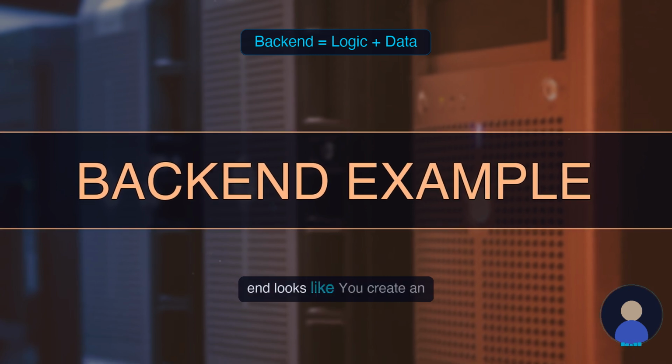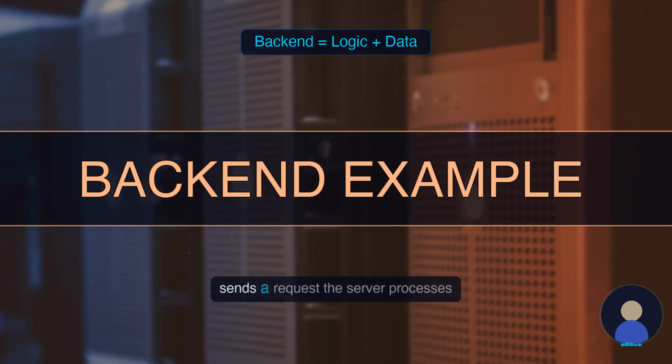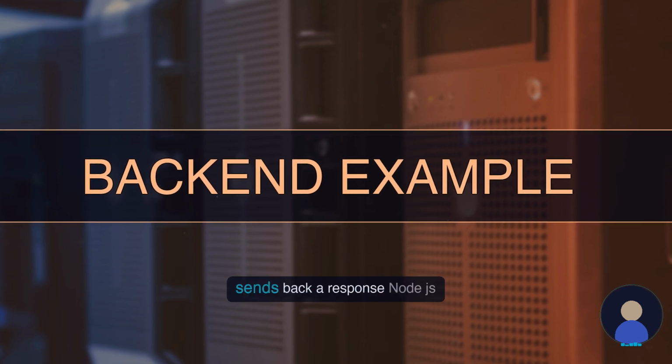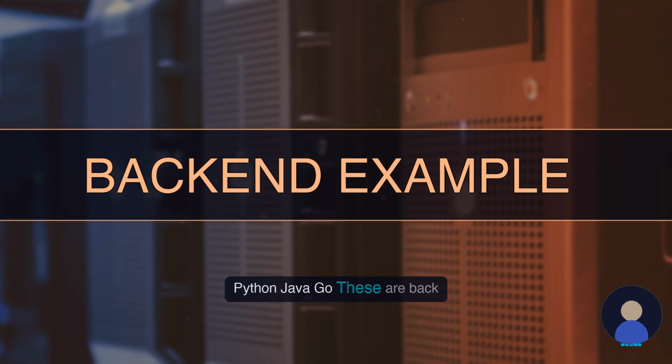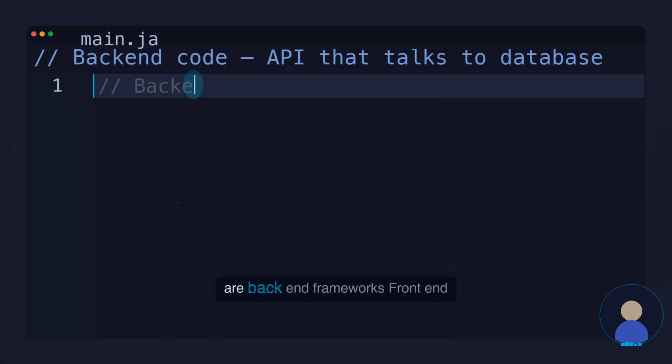Here's what back-end looks like. You create an API that handles requests. The client sends a request, the server processes it, talks to the database, and sends back a response. Node.js, Python, Java, Go, these are back-end languages. Express, Django, Spring, these are back-end frameworks.